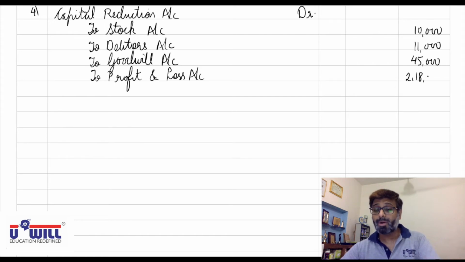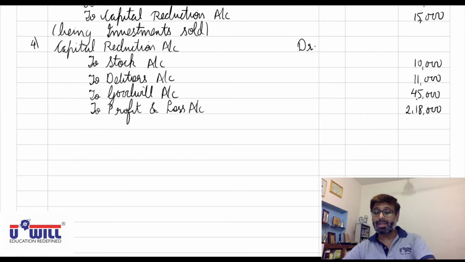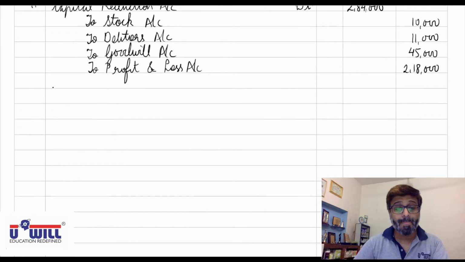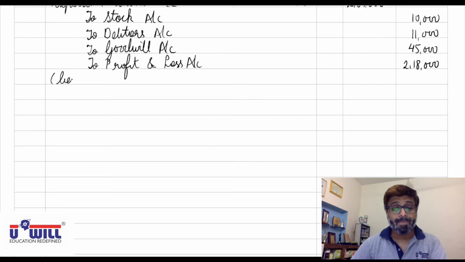So what is the total amount? 10, 20, 60, 270, 278, 283, 2,84,000. All of you can do it in calculator. 2,84,000 is the total amount written. Being various assets written off.